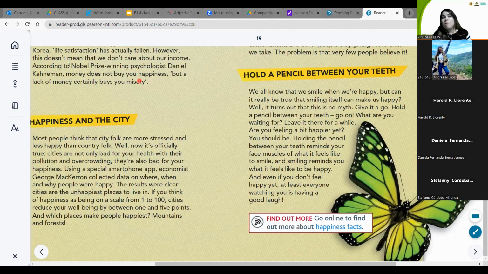Well, maybe remember this when you are having a bad day and you are feeling sad or angry, and then put a pencil between your teeth and say, well, I remember that in my English class we were talking about this theory, and try it and let me know if it works. Like, maybe tomorrow or during the next days, if you feel unhappy, then try this and let us know if it works.